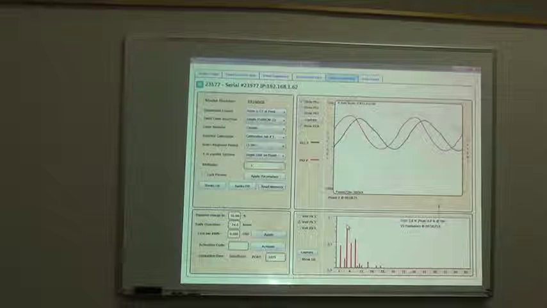Another thing bad about the harmonic filter is you have to pass the fundamental to catch the harmonics.